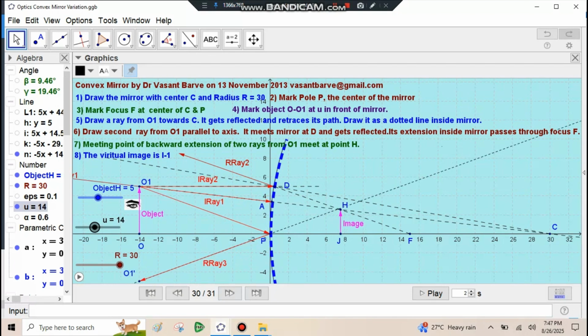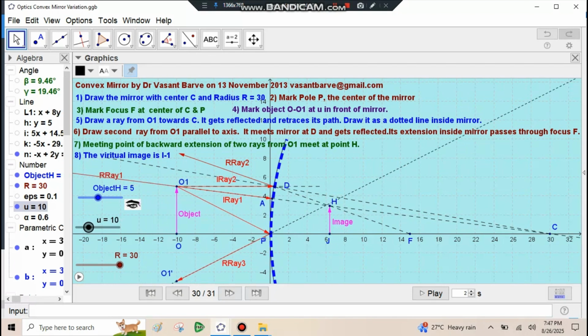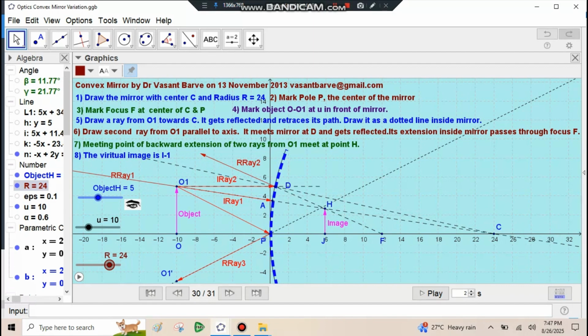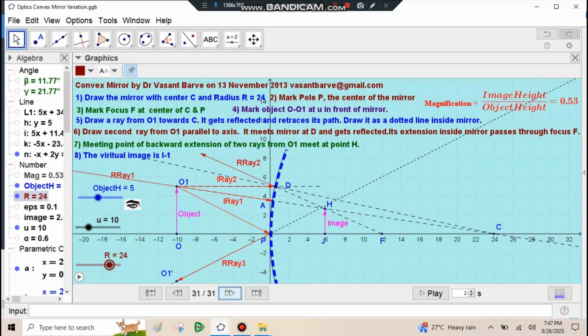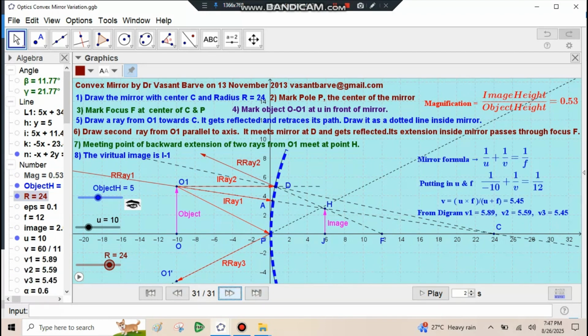So you can solve any of your problems by changing these parameters. Say for example R, if I change slightly. See, this is how it is possible for you to use GeoGebra to solve these problems. Magnification can be calculated, right? And the lens formula is here. So you can work out with help of this as well as graphically.